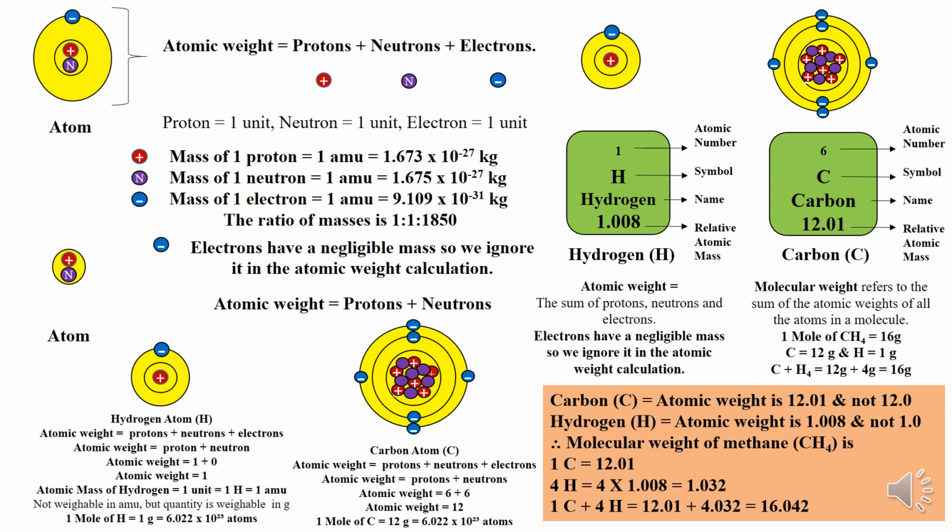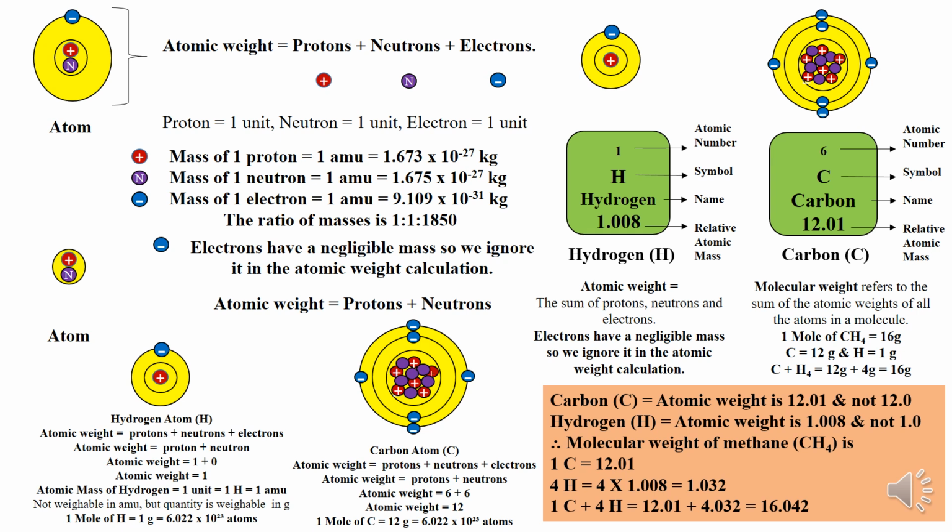So the mass number in the case of hydrogen is 1, but its relative atomic mass is 1.008 because we have to consider the relative average mass of all the isotopes, that is protium, deuterium and tritium. And in the case of carbon, you have to consider the average atomic mass of all the isotopes of carbon, that is C12, C13 and C14. And that is how we end up with 12.01.